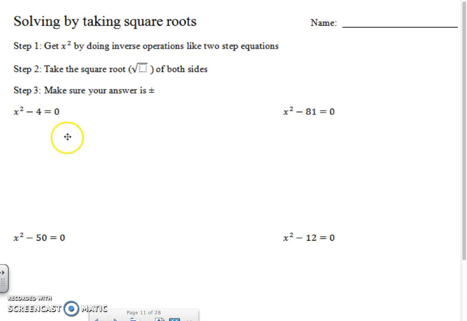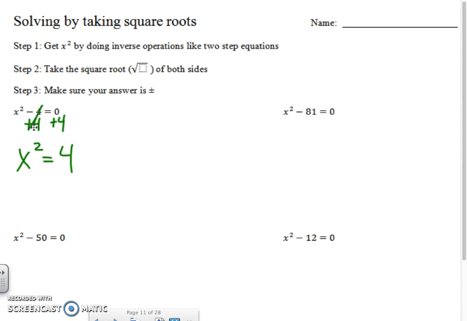Okay. So I'm going to do the ones in the left column and you're going to do the ones in the right column. But let's take a look at this first one. So I need to get x squared by itself by doing the opposite of a minus 4, which is a plus 4. So I'm going to do it to both sides. I'm going to be left with x squared equals 4.